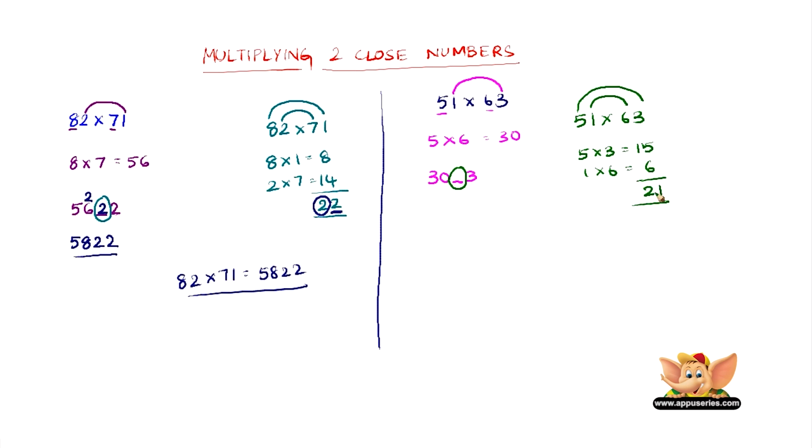So now place the units digit of this number in the blank space and add the tens digit of this number to the next number. So that gives us 3, 0 plus 2 is 2, 1, 3. So 3213 is the answer of 51 into 63.